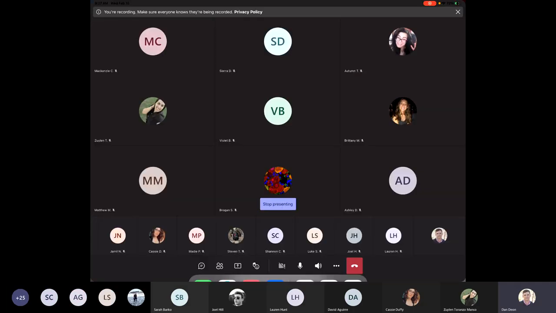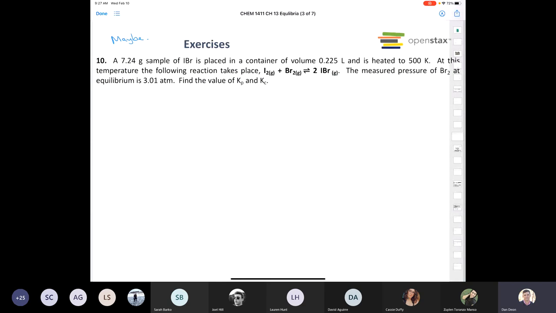All right, so here we go. This is question number 10. It comes straight out of our slides that I had posted to Canvas from the get-go. Before I wrote maybe, and now we have time and we're going to come back and try to solve this problem. So it says, you take 7.24 grams of IBR, you put it in a container.